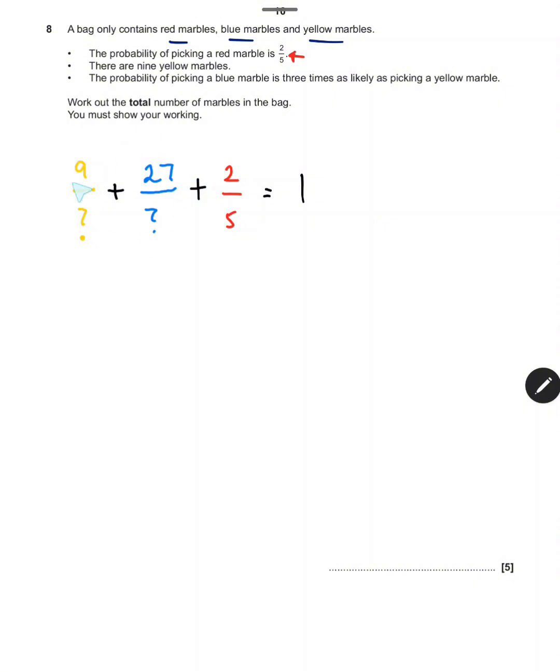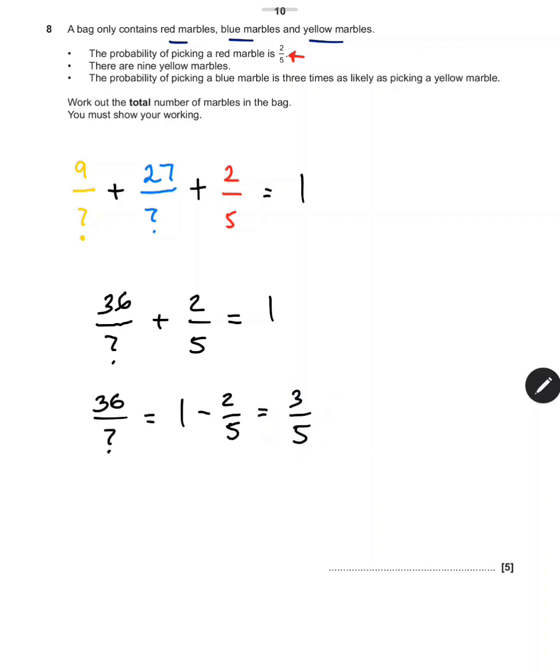So what I'm going to do is just add this fraction together on the left. 9 somethings add 27 somethings is 36 somethings. We've already got common denominators there, if you like. Added to 2/5 comes to the whole one. What I'm going to do now is just start to solve this. If I know this add 2/5 comes to 1, then this here, 36 somethings, will just be 1 take away 2/5. And 1 take away 2/5 is 3/5.